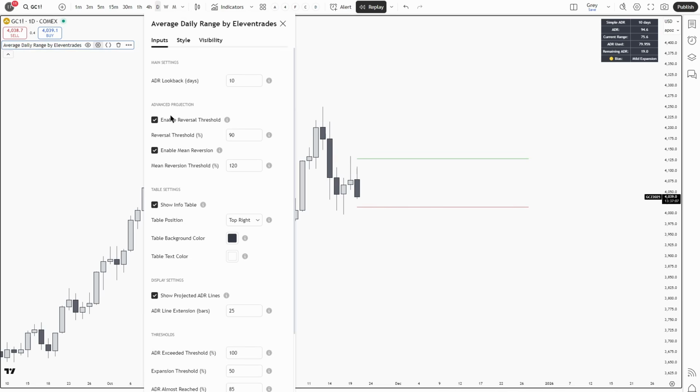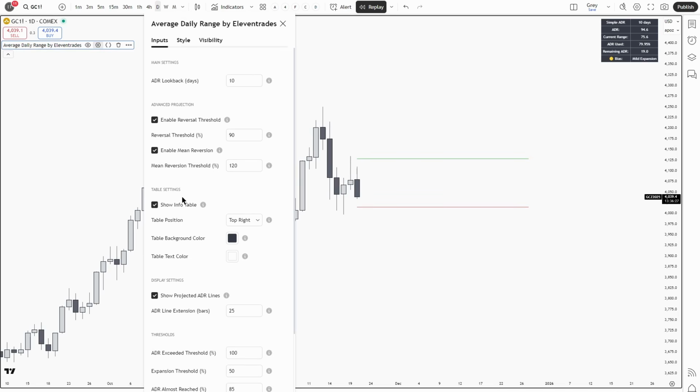Now the advanced projection settings, the first one is enable reversal threshold. If the price has expanded 90 points in one direction, and you enable the reversal threshold, it is going to plot a line on the opening price of the candle. If the price is reversing from there, then you can trade into the opening price. Now the mean reversion threshold, if ADR has expanded in one direction by 120 points, then you can target 50% of the current candle's range, which I will show you in the examples.